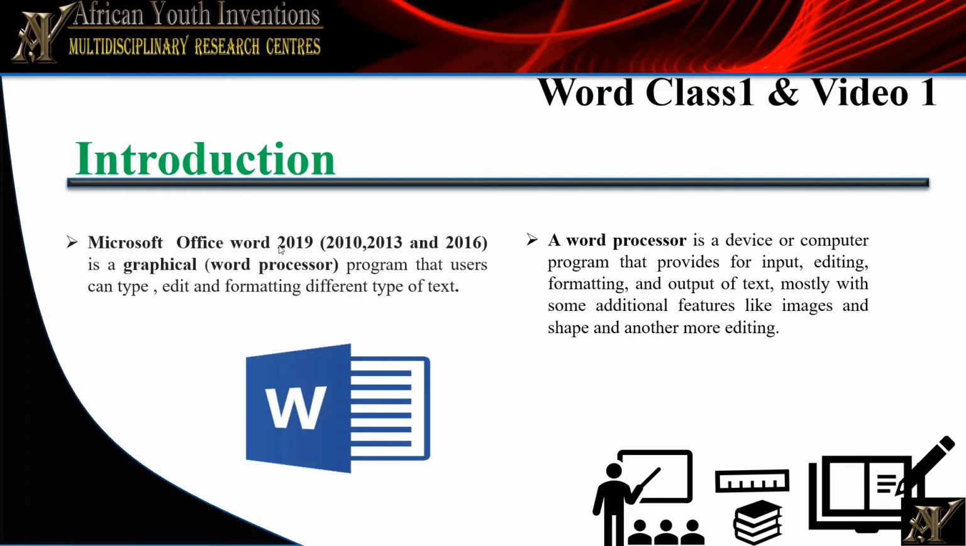What is a Microsoft Office Word? A Microsoft Office Word is a graphic program in which the user can type, edit, and format different types of text. What is a word processor? A word processor is a device or a computer program that provides for input, editing, formatting, and output of text, mostly with some additional features like images and shapes and more editing.